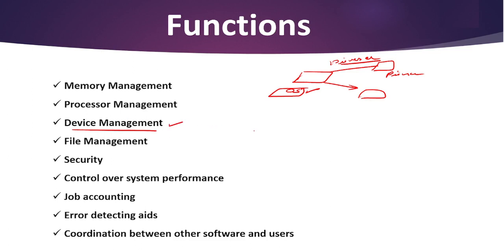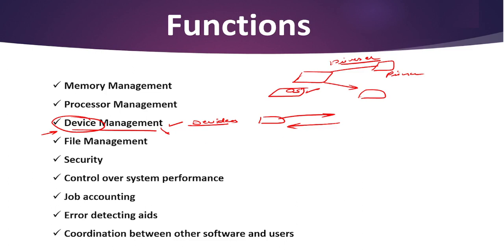And here in the device management system, the operating system allocates and deallocates the devices to different processors. We have so many devices connected to our system. If you want to allocate or deallocate the devices to different processors, then we need the device management function. Also, it keeps a record of how many devices are connected to the operating system by using different drivers.